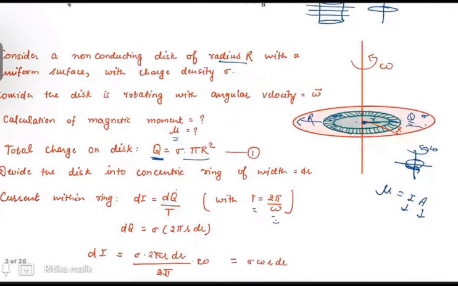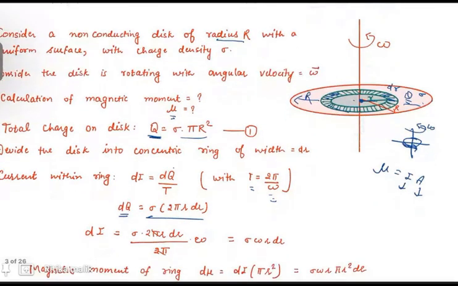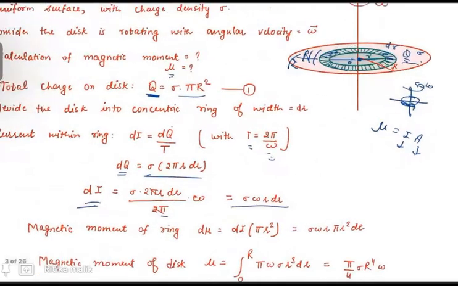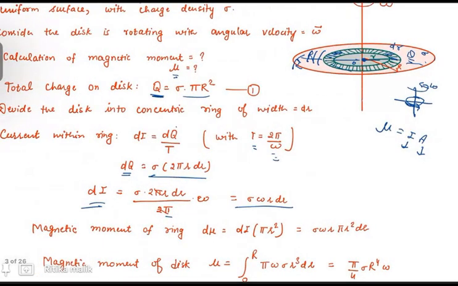So dq is given by sigma into the small area of the ring, since the radius of the ring is small r with a thickness dr. Therefore dq is given by sigma 2 pi r dr. So the current di is sigma into 2 pi r dr by 2 pi by omega, so sigma omega r dr. Now, since a disk is made up of a large number of rings from small radius 0 to capital R, if we integrate di from 0 to capital R, we will get the total current flowing through the disk.